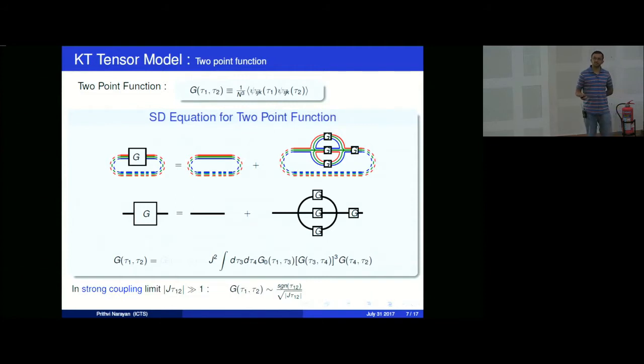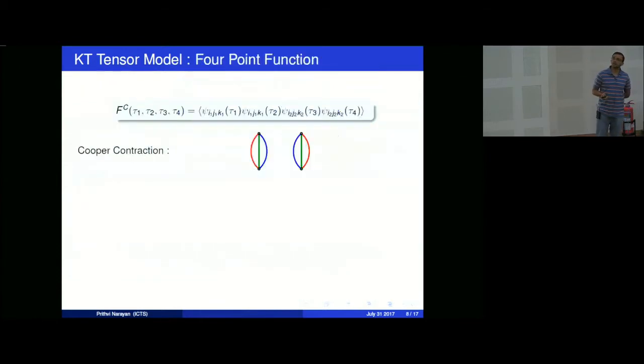So J has dimension 1 in this, because we're working in 1 dimension, and this is the nice dimensionless combination that will always appear. Okay. So what other observables can one compute?